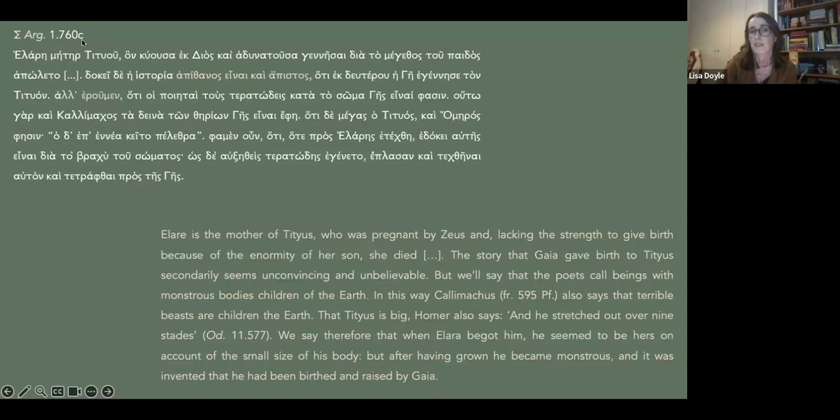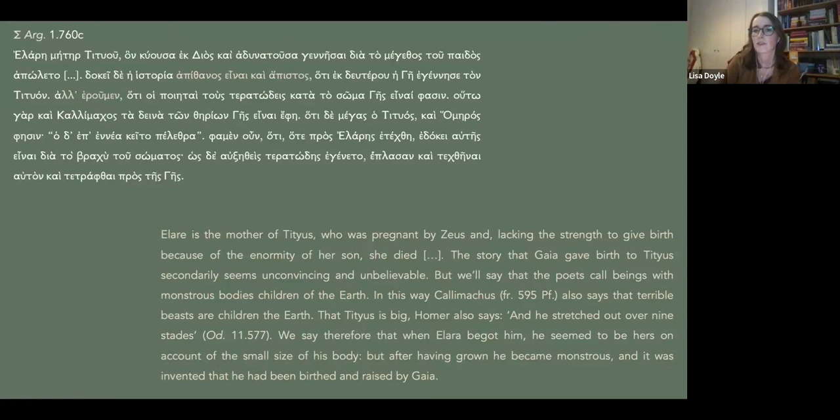Immediately after that, so this is C, this is the divisions made by modern editors, but it all occurs together in the manuscript. We have the same thing again. Alara is the mother of Titius, who was pregnant by Zeus. Here we're told she lacked the strength to give birth because of the enormity of her son, because of the tradition that he's actually a giant.